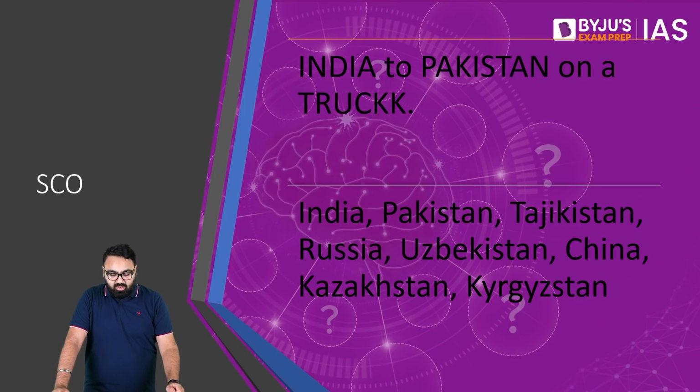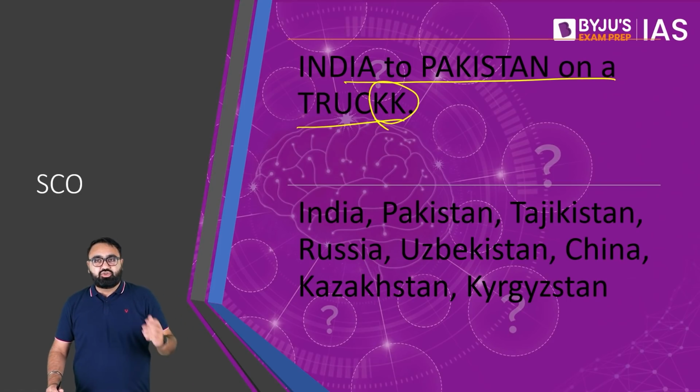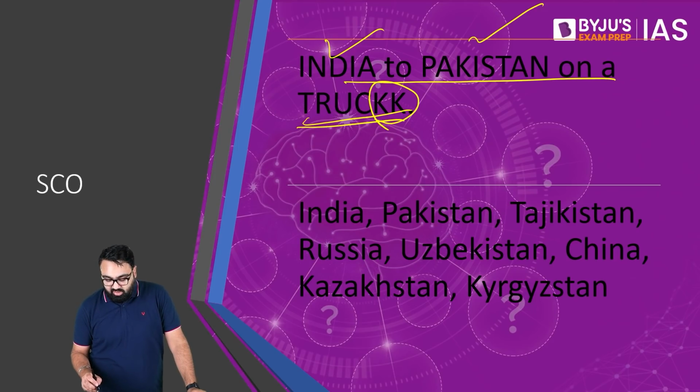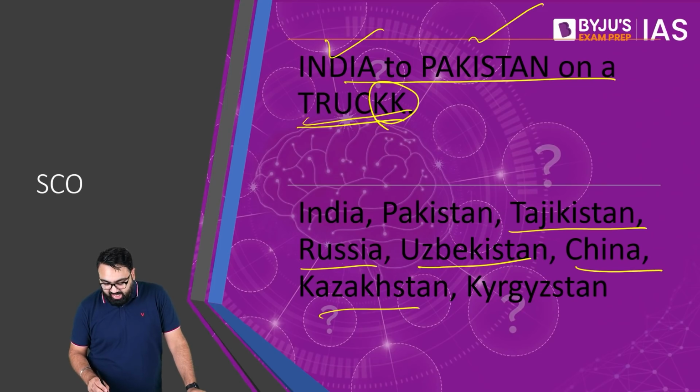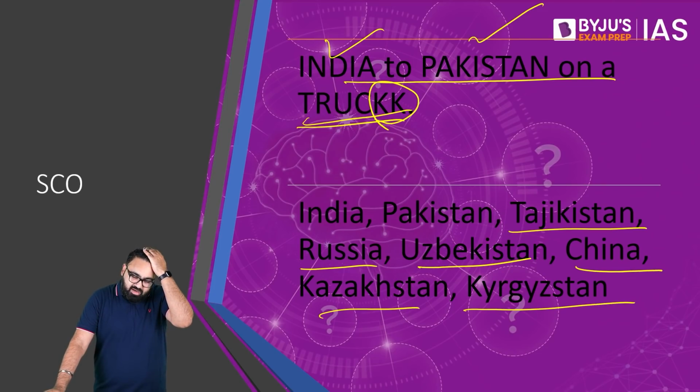But to remember it better, the good way is: India to Pakistan on a truck. The truck here is with double K at the end. So India to Pakistan on a truck. India, Pakistan, and then TRUC double K, that stands for Tajikistan, Russia, Uzbekistan, China, Kazakhstan, and Kyrgyzstan. The tricky part here is that amongst the Central Asian nations, Turkmenistan is not a member.